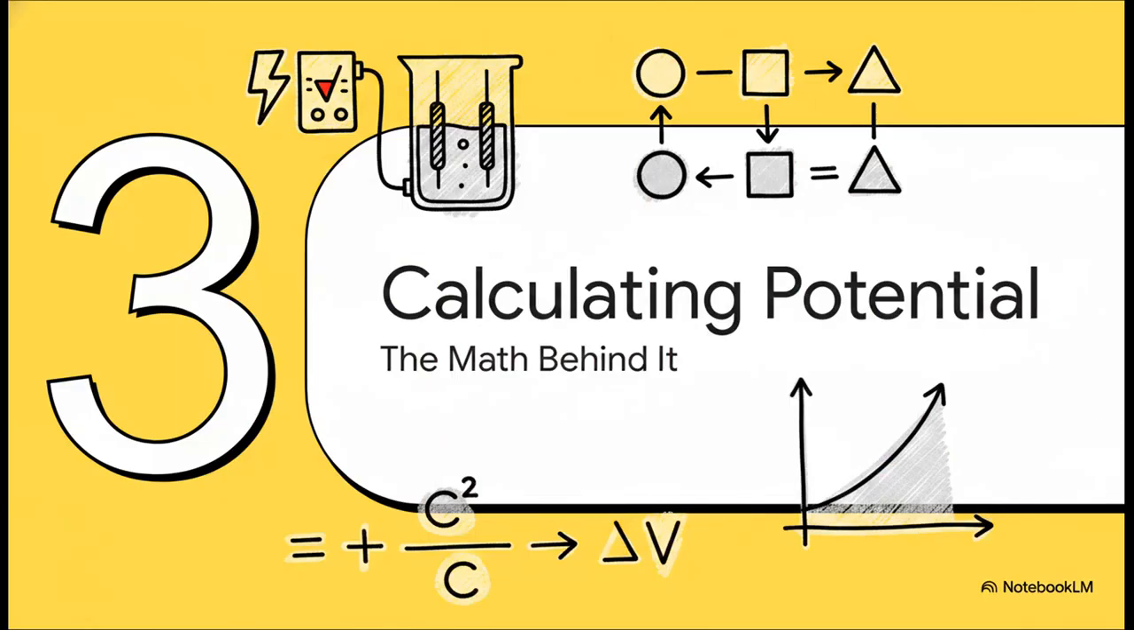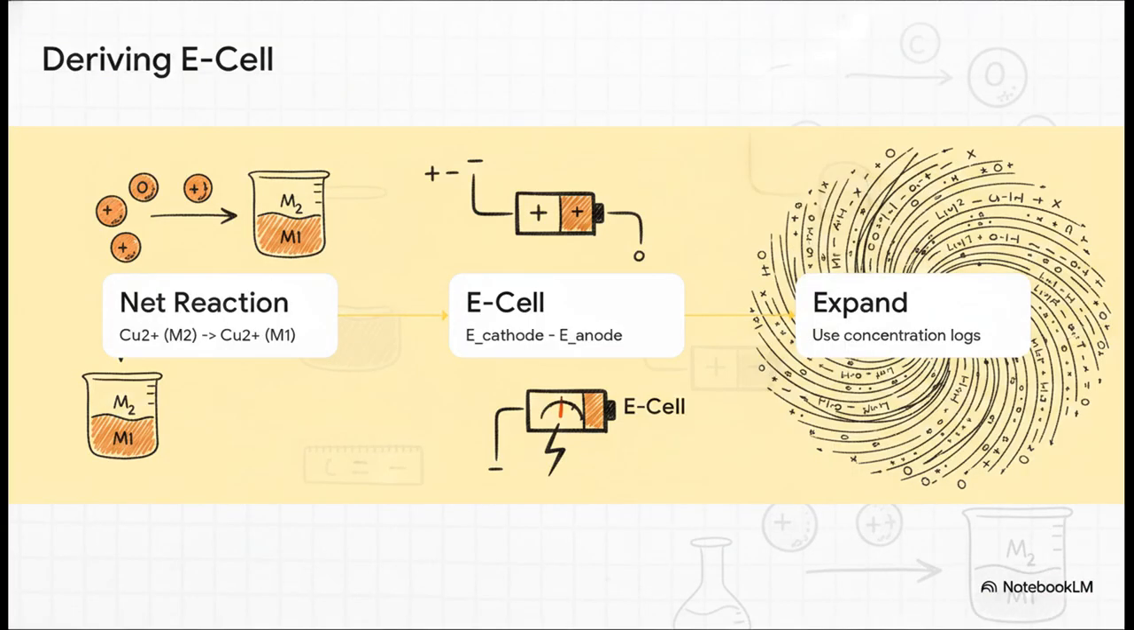Section 3, calculating cell potential. All right, so now that we've got the physical setup down, let's prove how this actually makes voltage. By mapping out the net reaction, which is really just Cu2+ ions migrating from the packed M2 state to the empty M1 state, we can build our cell potential calculation. Just like any other cell, you find the total E cell by taking the cathode's potential and subtracting the anode's potential. To do that, we expand the standard Nernst equation for both sides and plug in our M2 and M1 concentration logs. Simple enough, right?